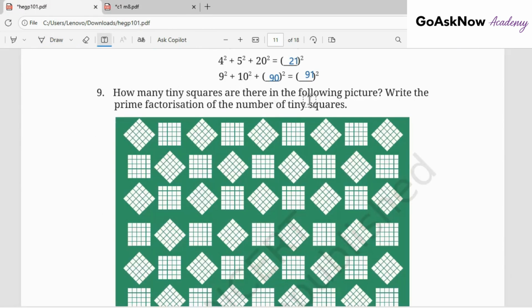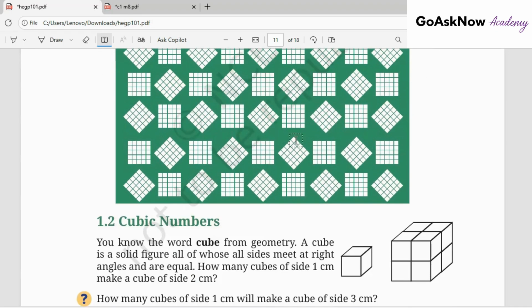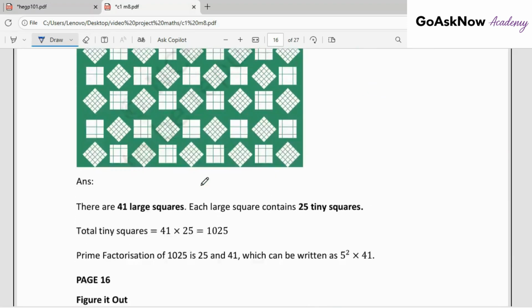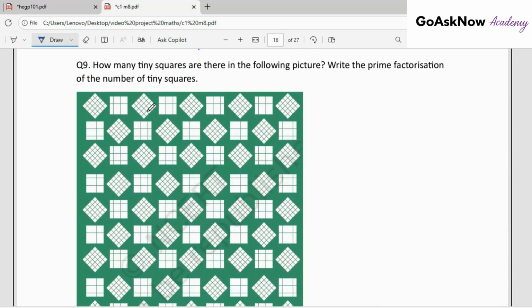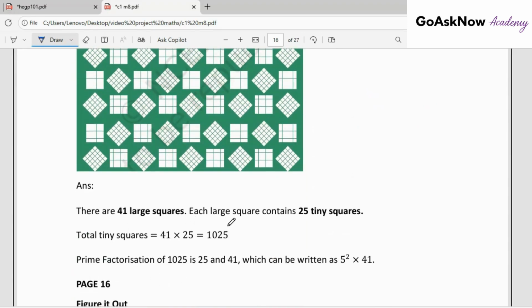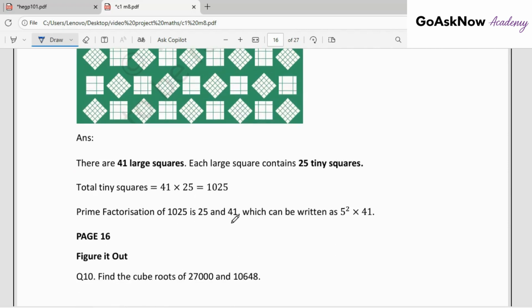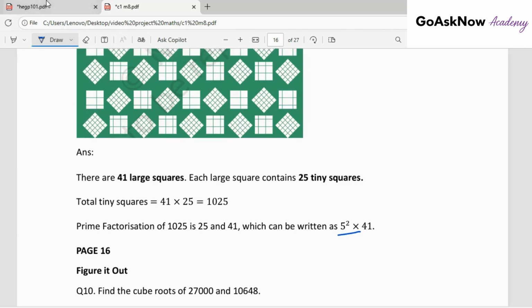How many tiny squares are there in the following picture? Write the prime factorization of the number of tiny squares. Okay, let us calculate that one. Here we have to add 1, 2, 3 like that. There are 41 large squares. Each large square contains 25 tiny squares. That means we are adding this one. Total tiny squares is equal to 41 into 25, which is equal to 1025. Prime factorization of 1025 is 25 and 41, which can be written as 5 square, 5 square means 5 into 5, 25, and 41. This is the answer for this question.